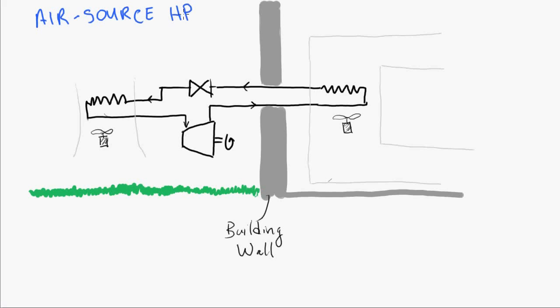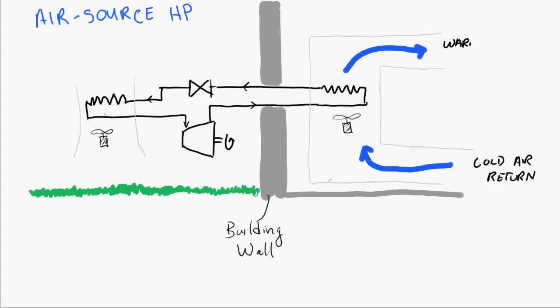Two types of heat pumps we'll look at are air source and ground source heat pumps. This is an air source heat pump. So on the inside of the building, cold air return goes towards the condenser, it's heated up and supplies heat to the building. There's a little fan there that circulates the air throughout the building.